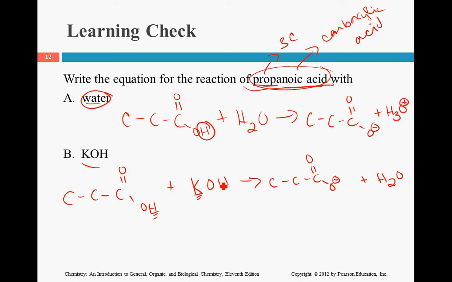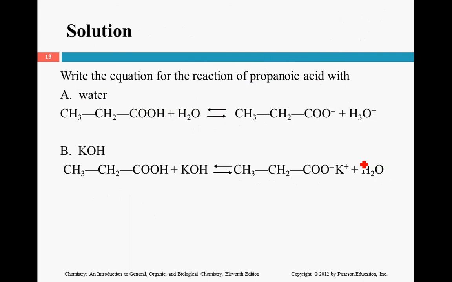That means this K is floating around in solution. So it's going to attach itself to that oxygen. And there you go. Here's your negative and positive interactions. And that is the end of the properties for carboxylic acids.